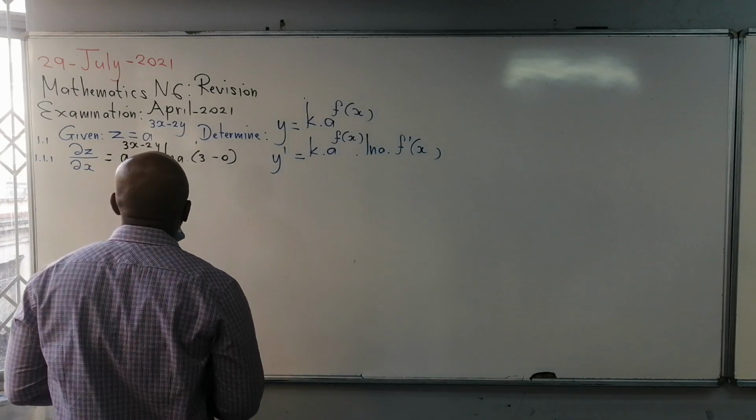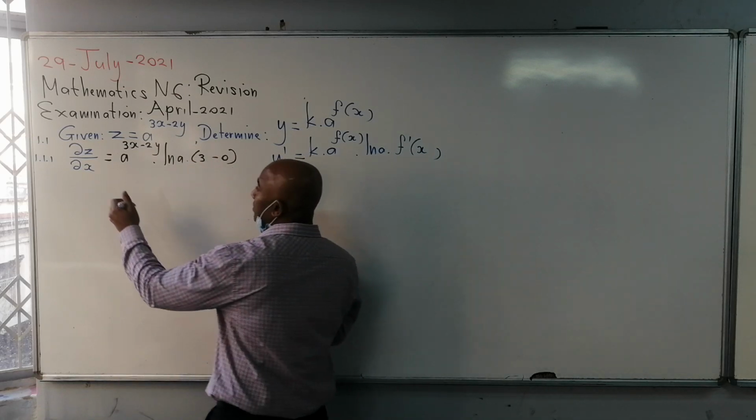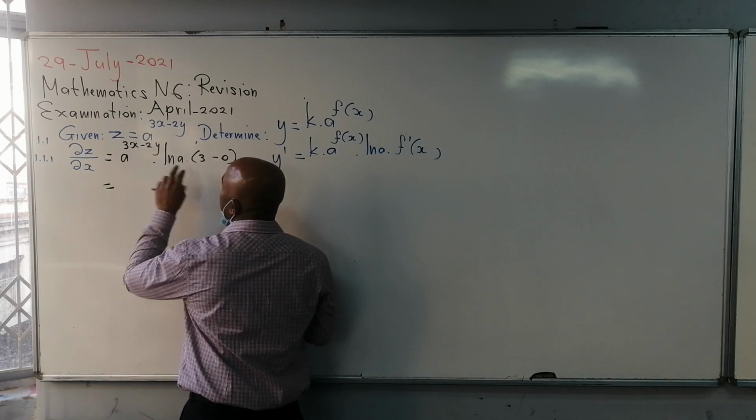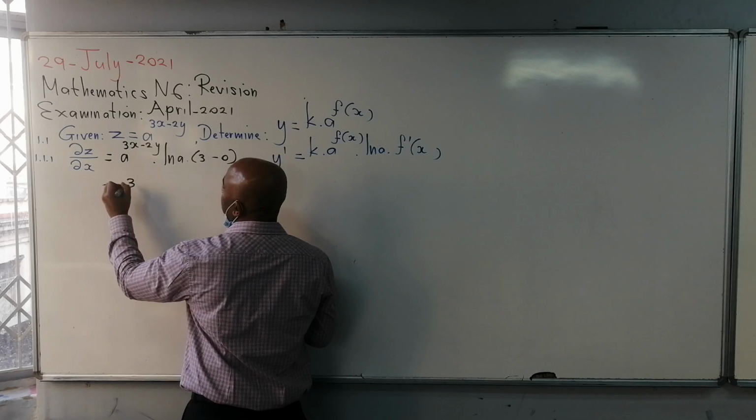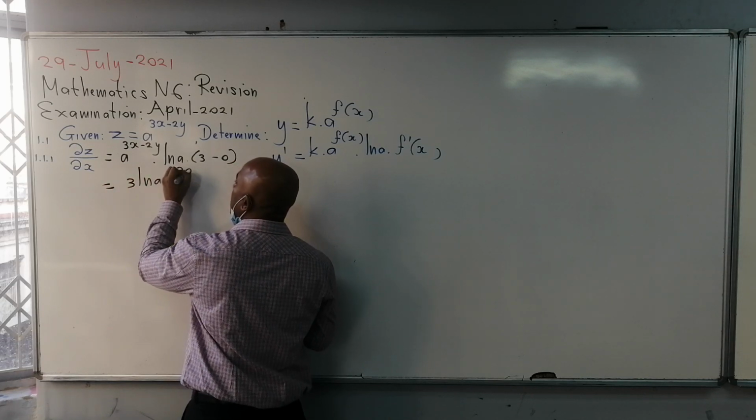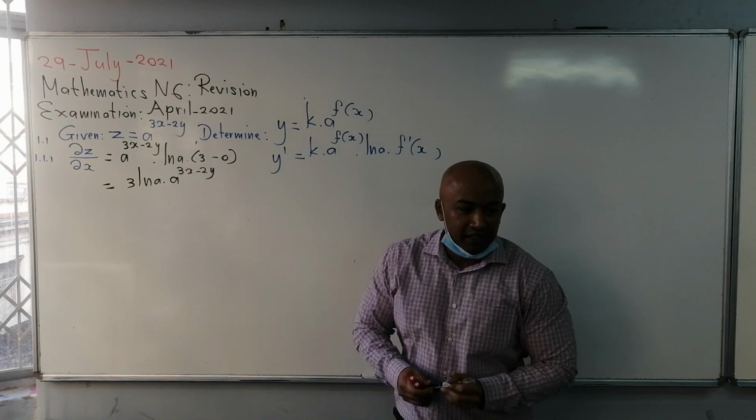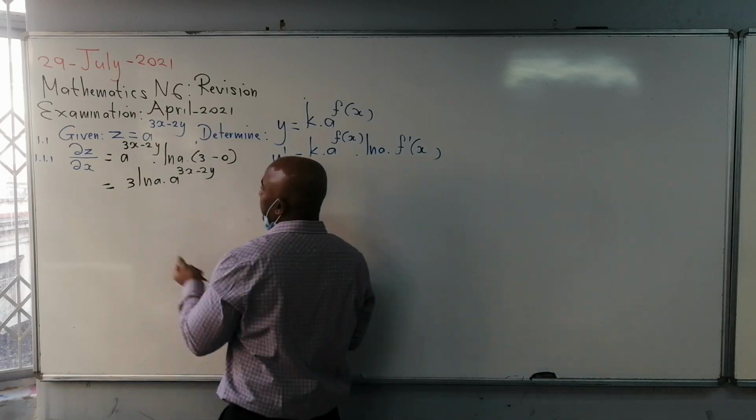So that was the first one. If you want to, you can simplify, but it's unnecessary here. This will become just 3 ln a times a to the power 3x minus 2y. But you can leave it like that, it's fine.